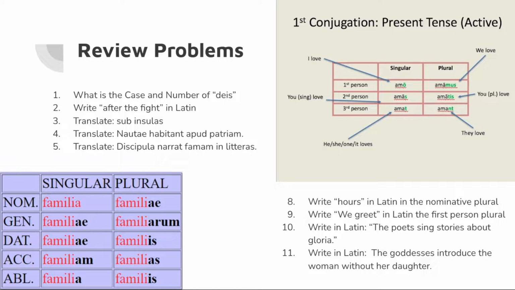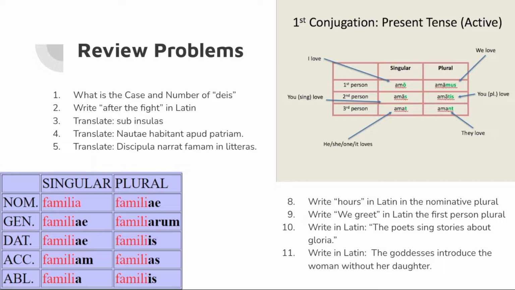Write hours in Latin in the nominative plural. If you look at the chart on the bottom left, you'll see that the nominative plural ends with -ae, right? And hour in Latin is hora. So how do we make it nominative plural? It will be horae, H-O-R-A-E.